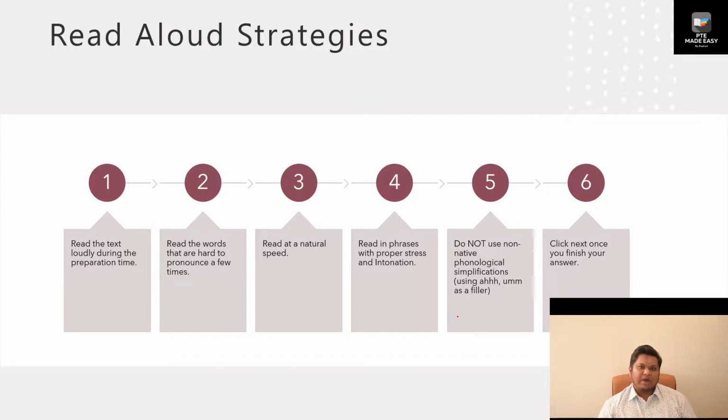But just so you know, at a quick glance, tip number 1 is for your preparation time. When you are preparing for your read aloud, that is when the preparation time is going on, we recommend that you read the text loudly. It is very important that you read the text loudly. That way, you will have your vocal cords warmed up.